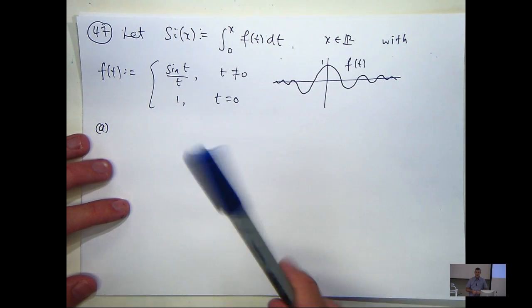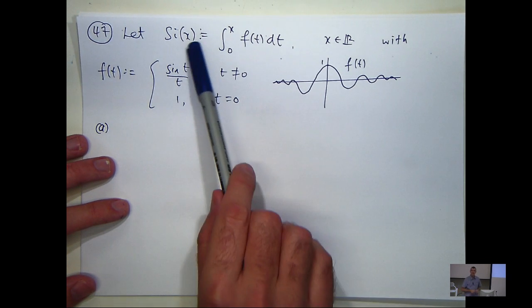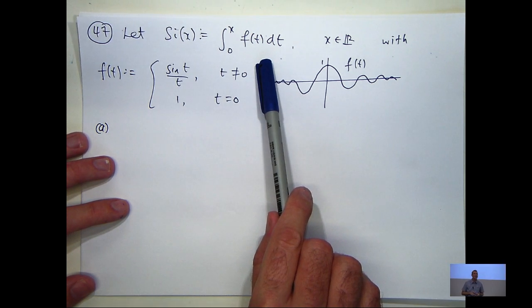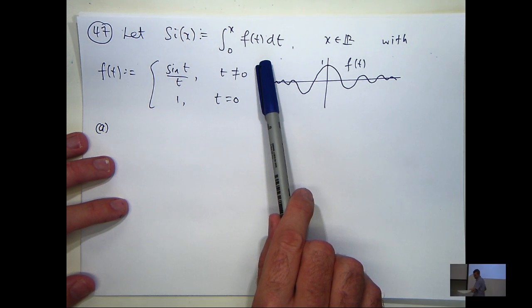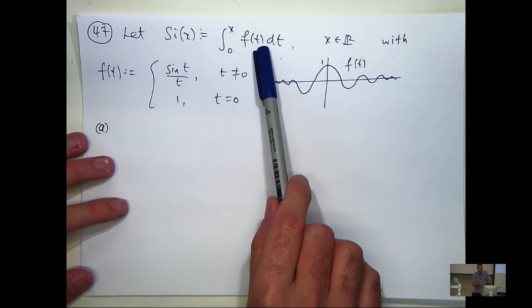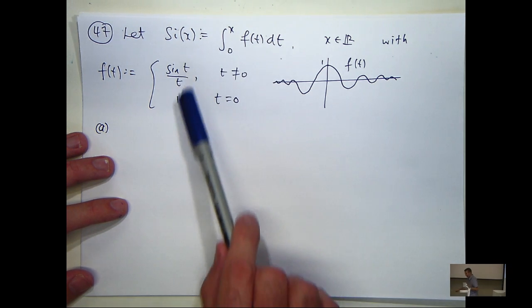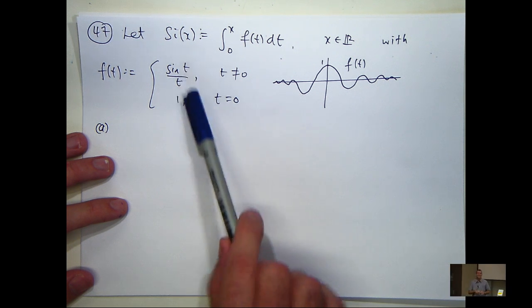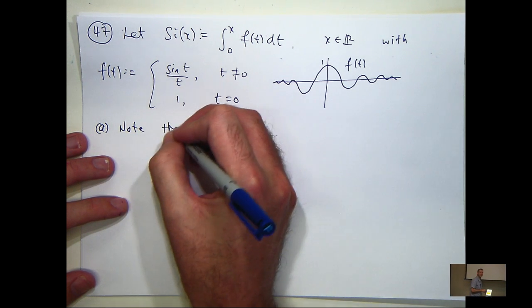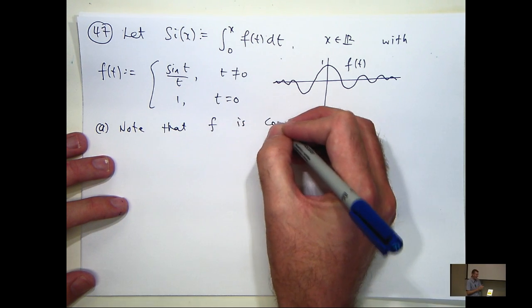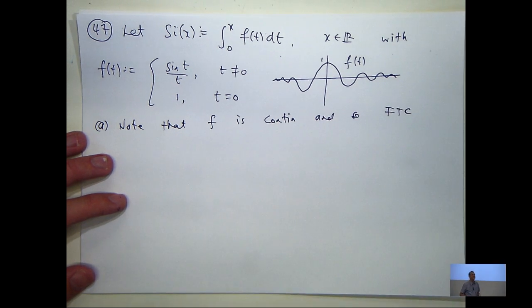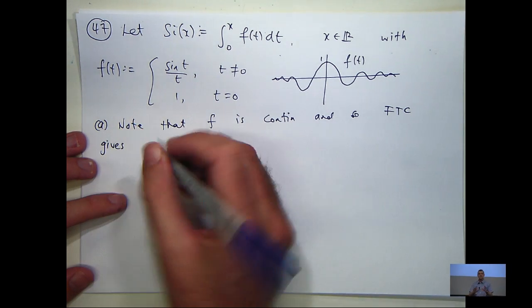Now, to show that x equals pi is a stationary point, let's differentiate this and show that it has a 0 at x equals pi, right? But before we do that, if we're going to use the fundamental theorem of calculus, we better check that this is a continuous function, right? So it is. It is a continuous function. So the fundamental theorem of calculus, the FTC.